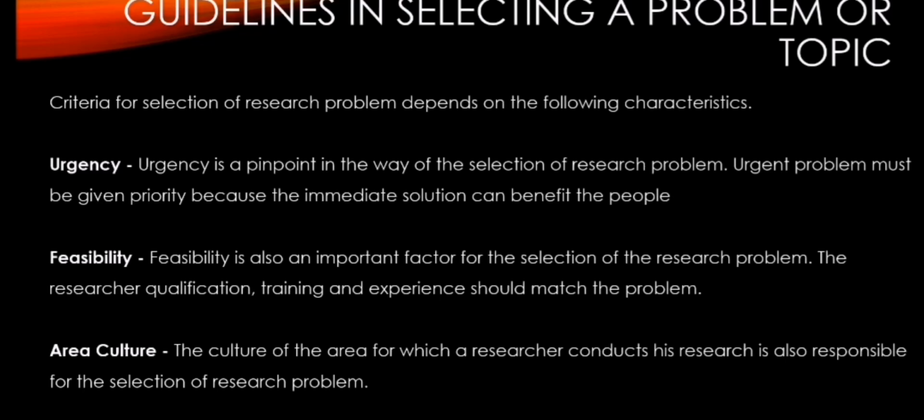So the next characteristic, we have urgency. Urgency is a pinpoint in the way of the selection of a research problem. An urgent problem must be given priority because the immediate solution can benefit the people. Next, feasibility. Feasibility is also an important factor for the selection of the research problem. The researcher's qualification, training, and experience should match the problem. Next one, we have area culture. The culture of the area in which a researcher conducts his research is also responsible for the selection of the research problem.